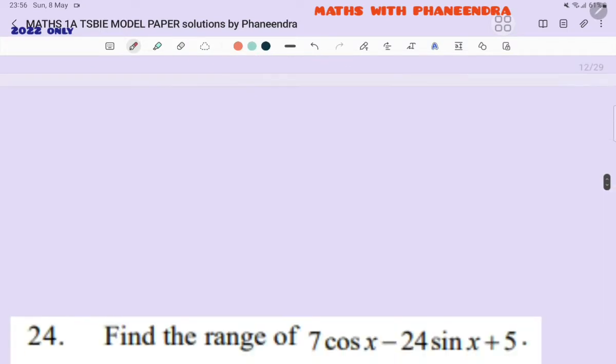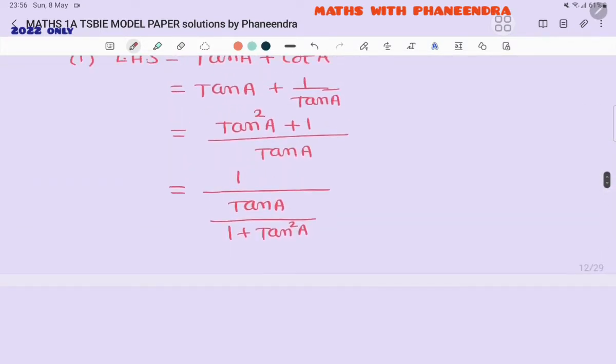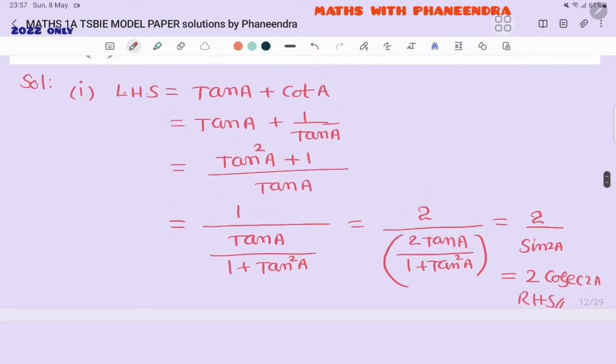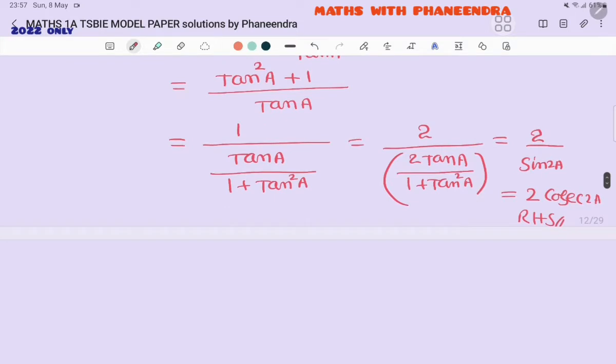So here, multiplying and dividing by 2. So multiplying by 2, dividing by 2, the denominator 2 tan A by 1 plus tan square A is the formula for sin 2A in terms of tan. So 2 by sin 2A. So that is equal to 2 into 1 by sin 2A, which is cosecant 2A, which is the required RHS. So tan A plus cot A is equal to 2 cosecant 2A.